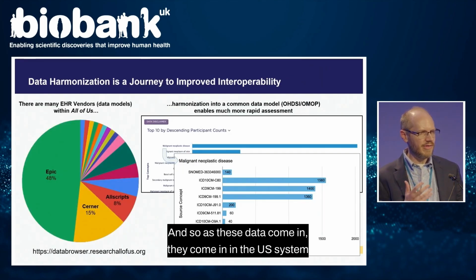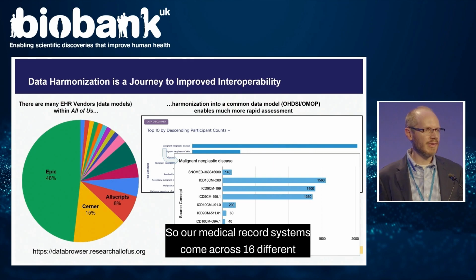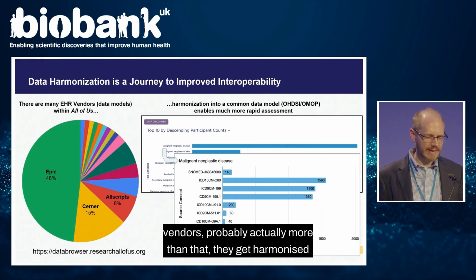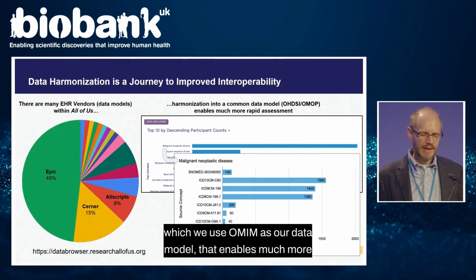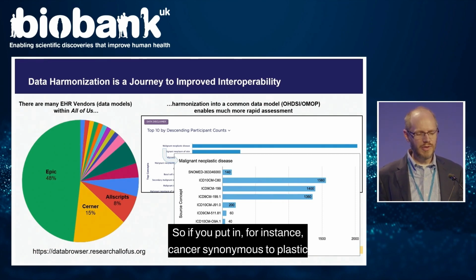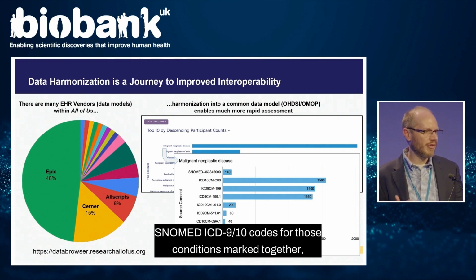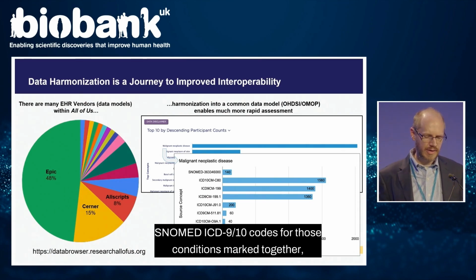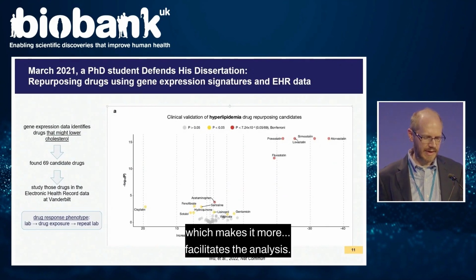As these data come in, they come in across many different individual data providers. Our medical record systems come across 16 different vendors, probably actually more than that. They get harmonized into a common data model, and we use OMOP as our data model, which enables much more rapid assessment across those phenotypes. So if you put in, for instance, cancer, with synonymy to malignant neoplastic disease as the preferred term, it gives you all the SNOMED, ICD-9, ICD-10 codes for those conditions marked together, which facilitates the analysis.